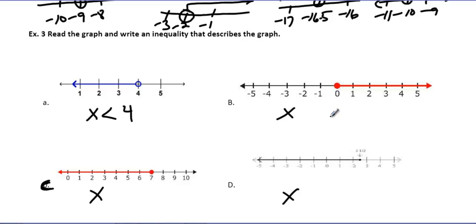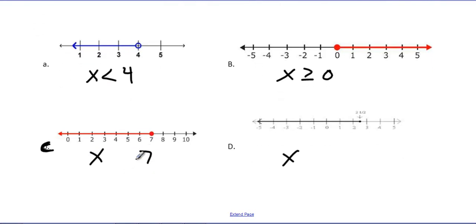I look at B. 0 is the number in question. I'm going to the right, so it's greater than. Again, notice the R right after the G in greater, the R. It's a closed circle, so I put a line under it. So what this graph is showing right here in red are all the numbers that are greater than or equal to 0, like 1, 2, 3, 4, and so on. Take a look at C. My number in question is 7. I have a closed circle, so I know I'm going to need that line, and less than goes to the left. In this one, 2.5 is my number in question. It's a closed circle, and we're going to the left again.